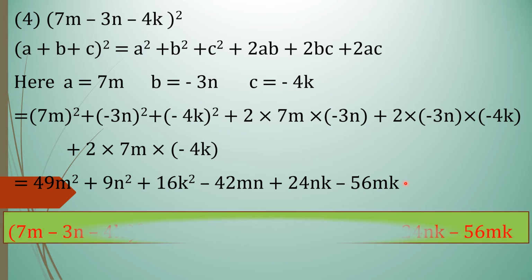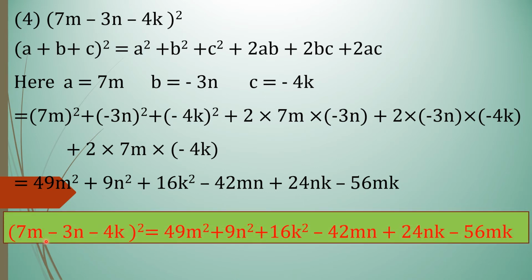So we'll write down the final answer as 7m minus 3n minus 4k the whole square equals 49m square plus 9n square plus 16k square minus 42mn plus 24nk minus 56mk. So these four sums we have solved, students. Now let's move to the next part, that is simplify.